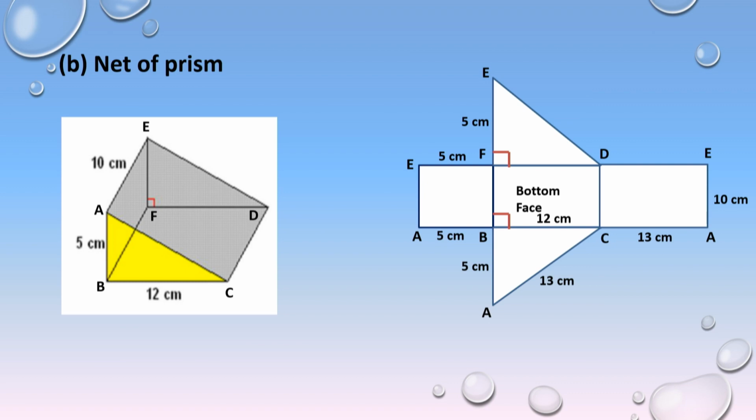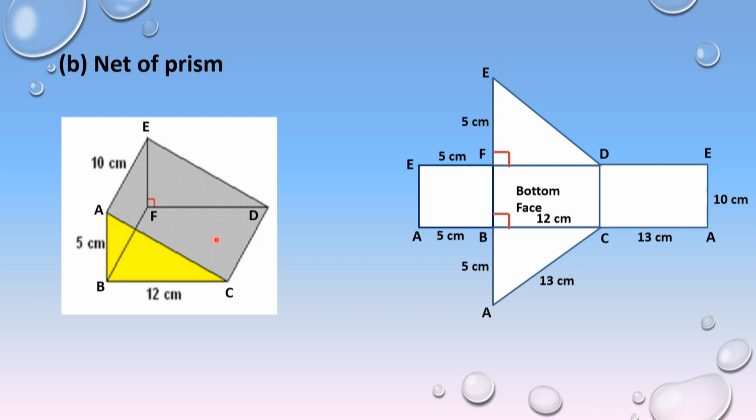Part B now, I need to draw the net of the prism. So to draw the net of the prism, we have a triangle ABC here. So we are going to draw the triangle ABC here with dimensions AB 5, BC 12 centimeters and AC 13 centimeters. We are also going to have triangle DEF here with the same dimensions.